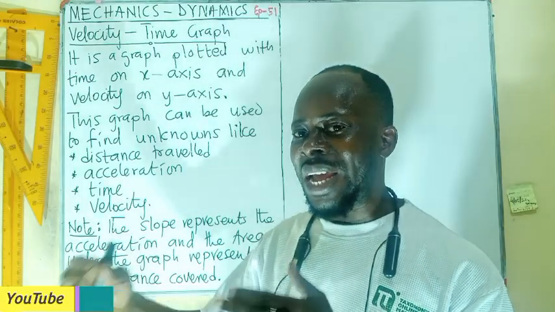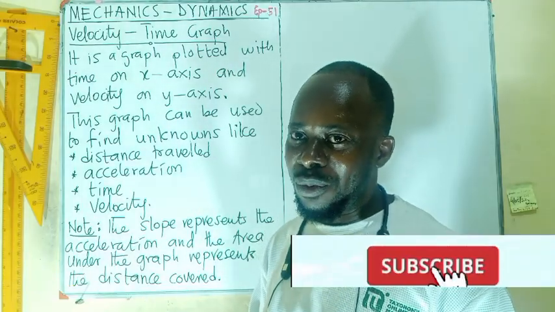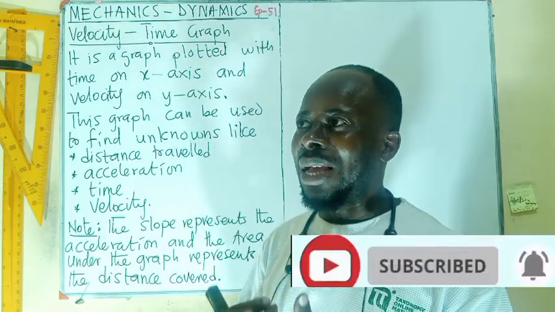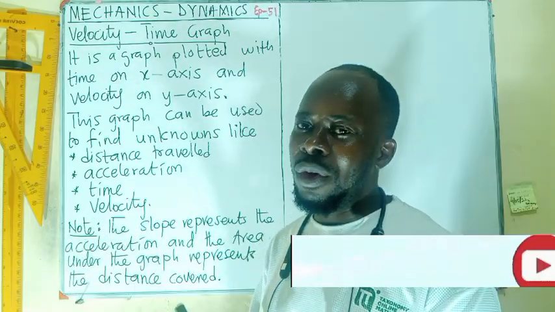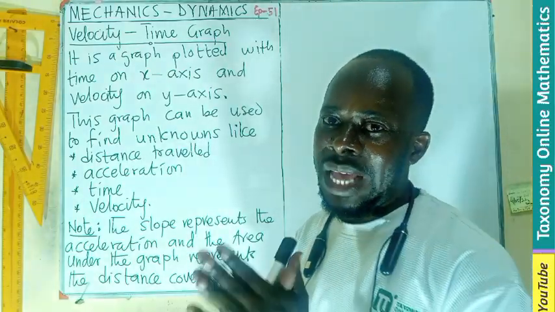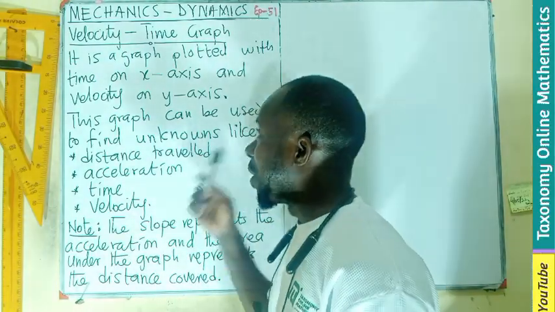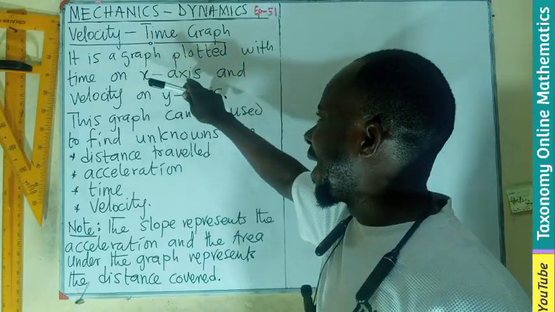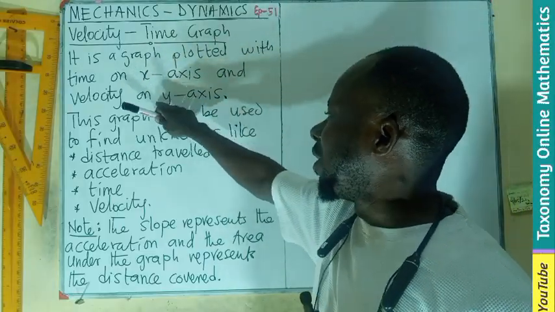We are getting to the end of this episode. We are picking the graphs of motion. We will narrow it to the velocity-time graph. And when we say velocity-time graph, what are we referring to? We are referring to a graph that is plotted with time on the x-axis and velocity on the y-axis.